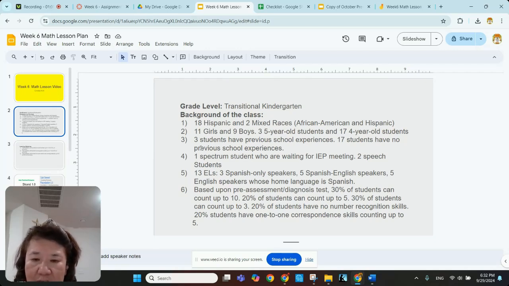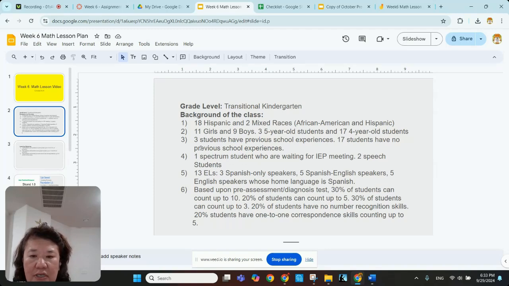I have 13 English learners: 3 Spanish only speakers, 5 Spanish-English speakers, and 5 English only speakers whose home language is Spanish. I have 2 students who started school from the beginning, the first day of school, August 14th. So now they are able to understand simple English, and they understand when I speak English in my instruction.